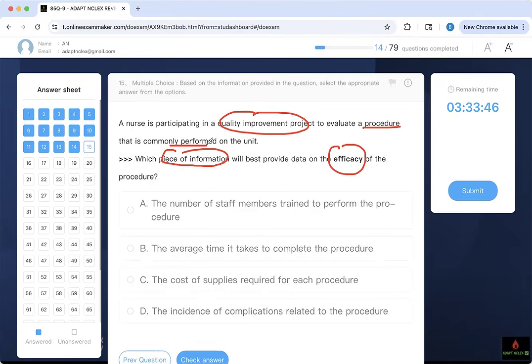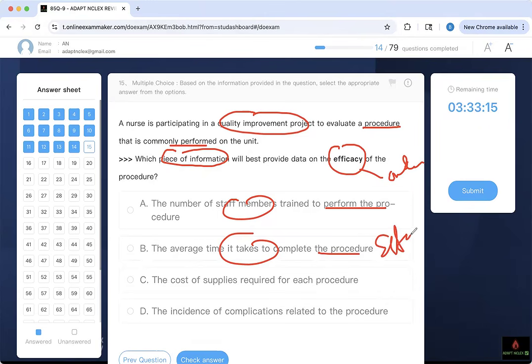That means how good is the thing. Therefore, what do you need to evaluate whether the thing is good? The number of staff members who can perform it, that's education. It has nothing to do with efficacy. Efficacy is outcome. Is it beneficial? Is there a complication? Is there anything associated with it that is good for the patient? The average time it takes to complete the procedure is talking about time. It has nothing to do with efficacy. That is efficiency, being efficient. That's time. The cost of supplies required for each is talking about cost. The incidence of complication.